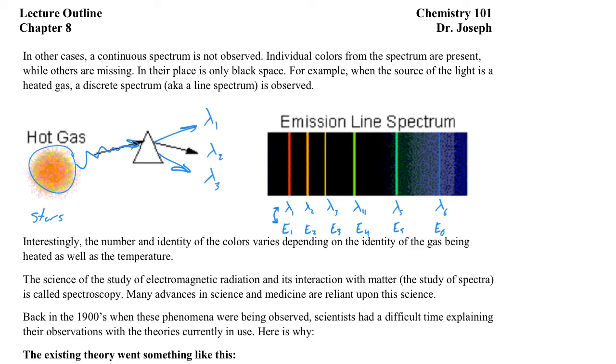So why are we getting these different lines? Where are they coming from? Why are they the colors that they are? And what are these black spaces in between them? Let's try to understand that.